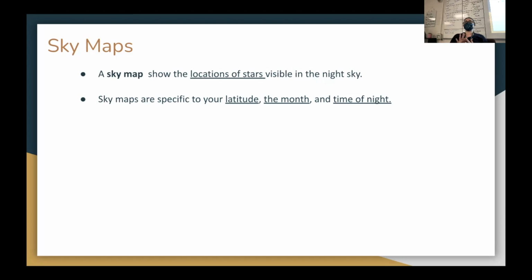So when you're using a sky map, you need to make sure it's the right latitude for you, it's the correct month, and you need to know what time of night you should be going out to make sure your sky map accurately reflects where things are going to be. And again, that's because the relative position of a star depends on your location and time.